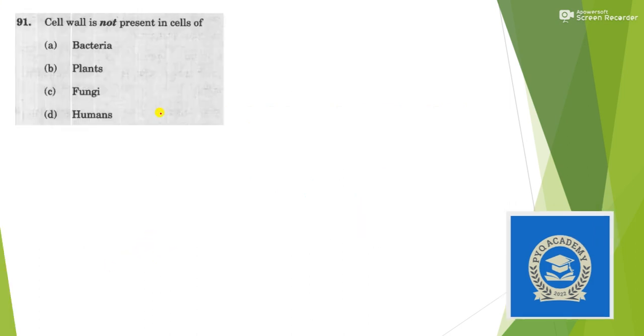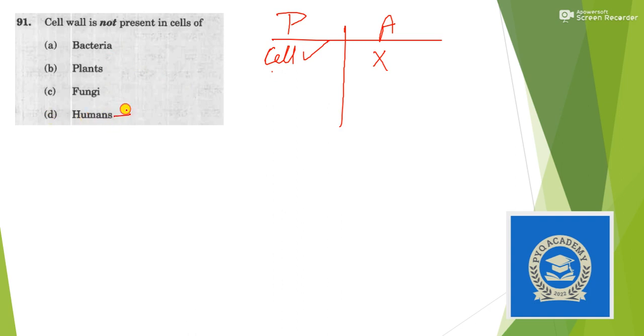The first question is a very simple question taken from the cell chapter of class 9, in which it is asking: cell wall is not present in which cells? We know that the basic difference between plant cell and animal cell is the cell wall. Cell wall is present in plant cells and it is absent in animals. If you look at the options, one option is human, and human belongs to the Animalia kingdom. So our answer is A, human.